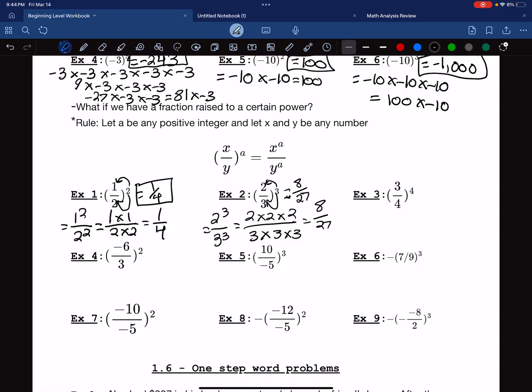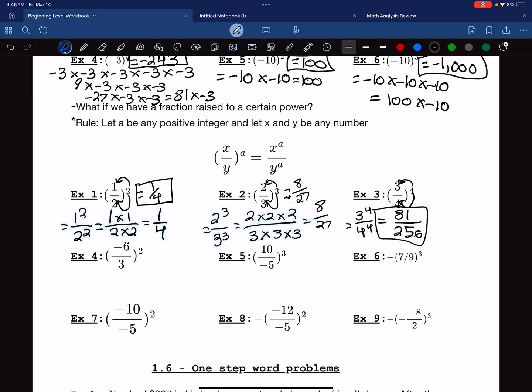So we're going to raise the top number and the bottom number to the 4th power. So this is going to equal 3 to the 4th power divided by 4 to the 4th power. And 3 to the 4th power means we're going to multiply 3 4 times. And if we multiply 3 4 times, you should get 81. And the 4 to the 4th power means we should multiply 4 4 times. And if you do that, you're going to get the answer of 256. And that is our answer.